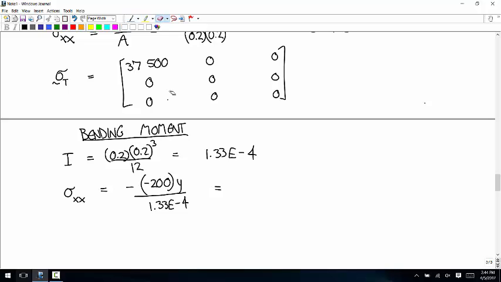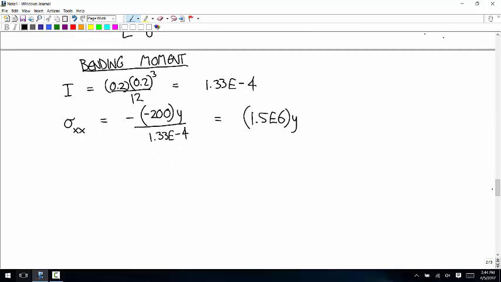Well, we're trying to come up with an answer as a function of y. So what's 200 divided by 1.33 times 10 to the minus 4th? Times 10 to the 6, y. And so the stress tensor due to bending moment is 1.5 times 10 to the 6, y, and then zeros everywhere else.